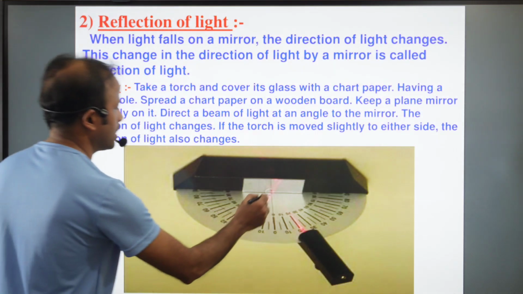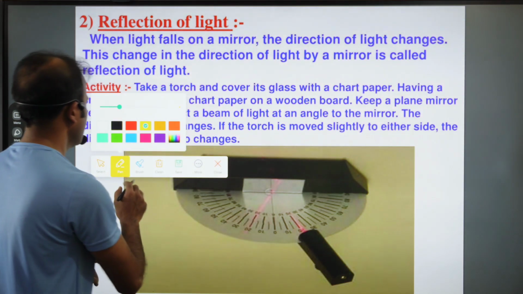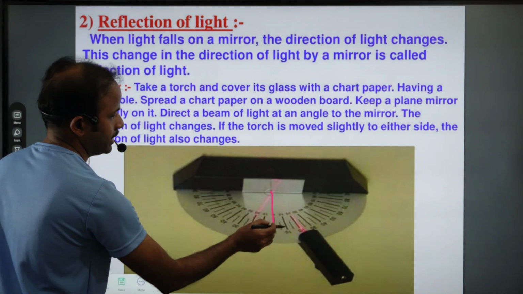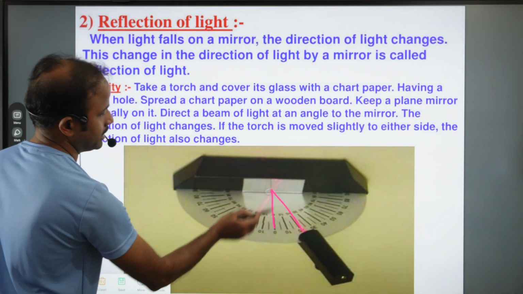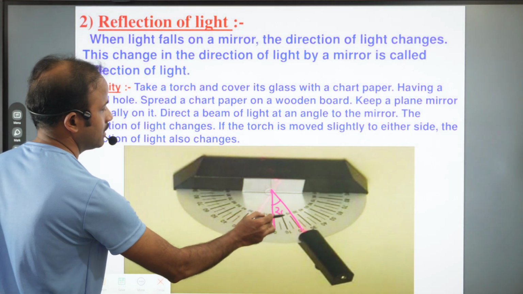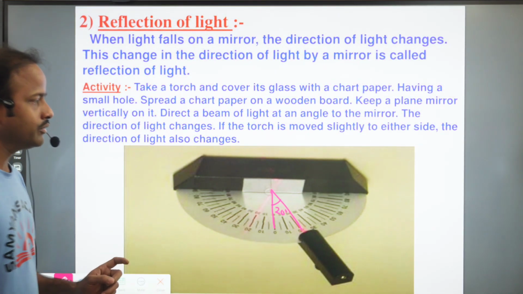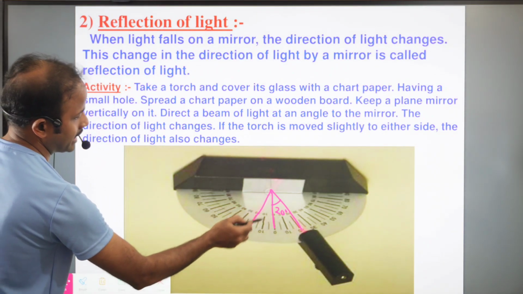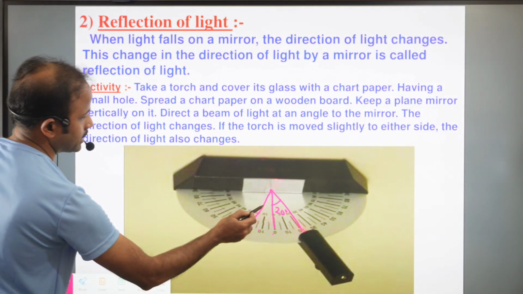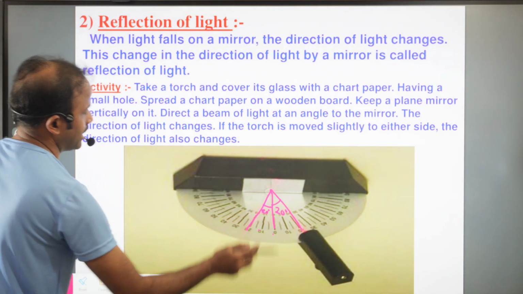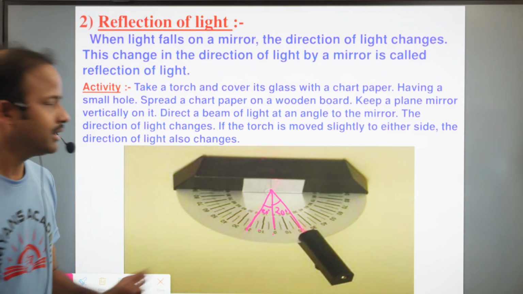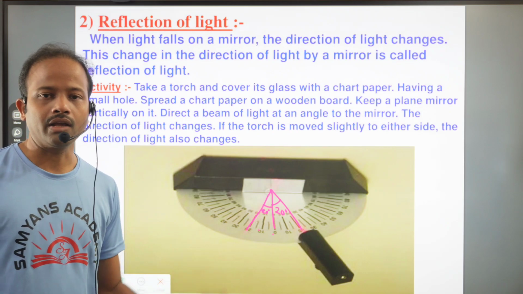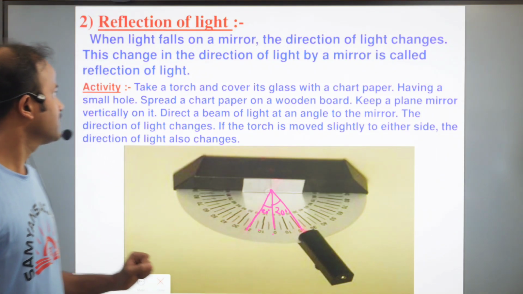Let us say this is a normal line. The light falls on like this. So how much angle is it making? 20 degrees. Now you observe the reflected light also coming back at the same angle. What is the angle? It is 0, 10, 20. It is also the same angle. Means the incident angle and the reflected angle, in this case, are both the same. The angle of reflection and the angle of incidence are the same.